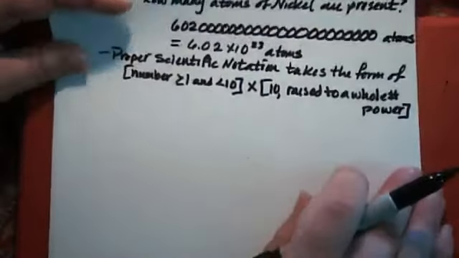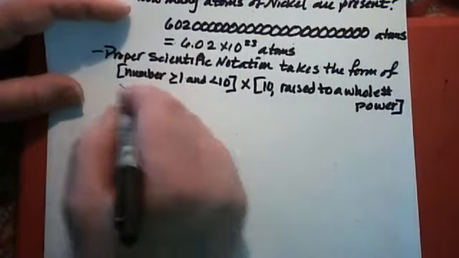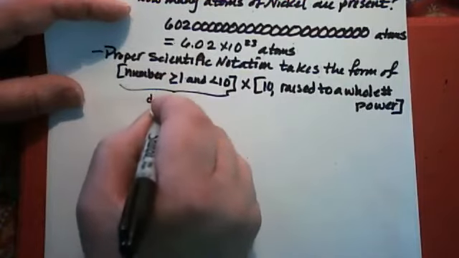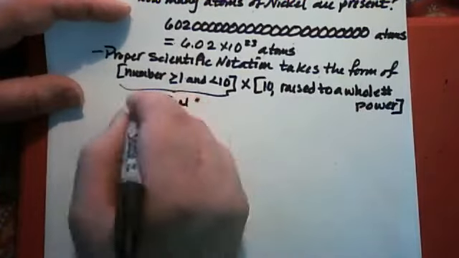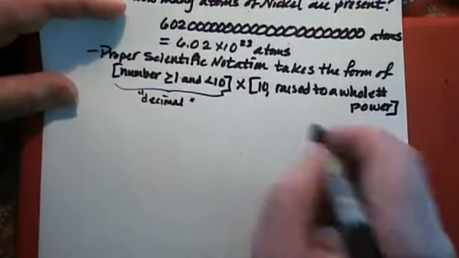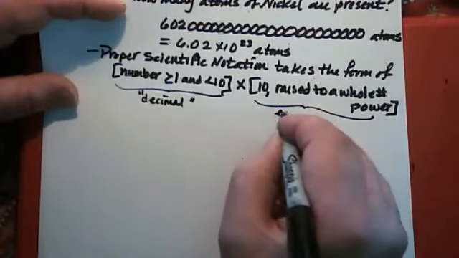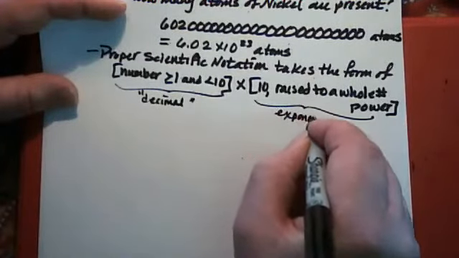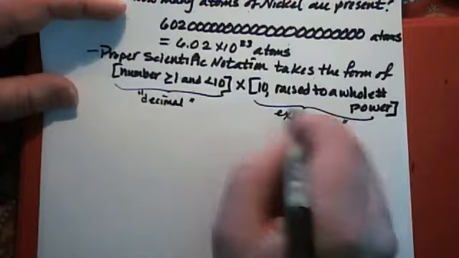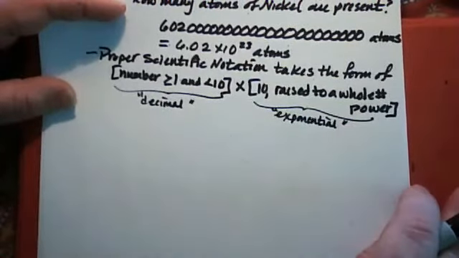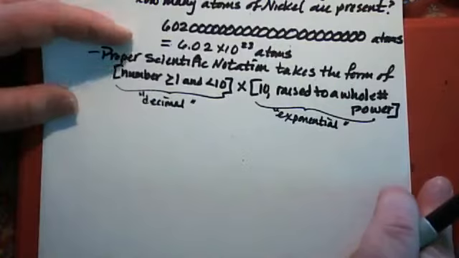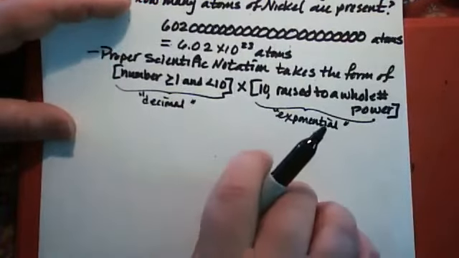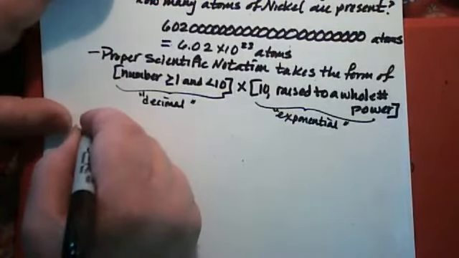Okay. This part of the number is called the decimal part of the number. And this part of the number is called the exponential part of the number. Just for terminology's sake, as sometimes we want to use shorthand.